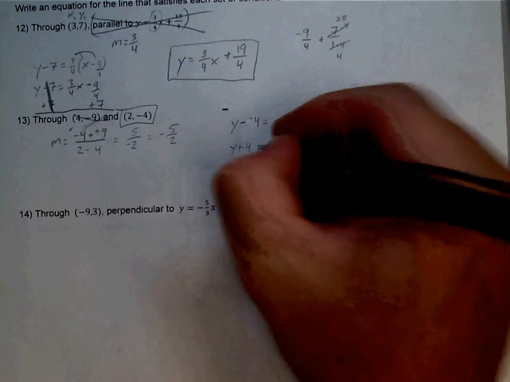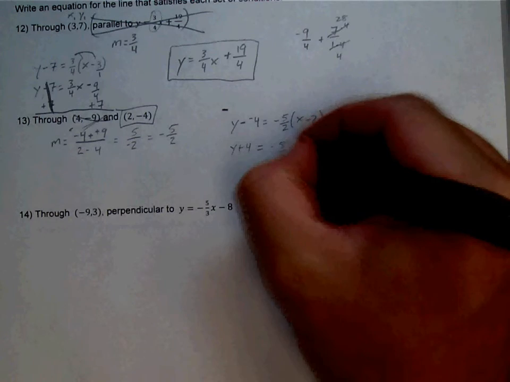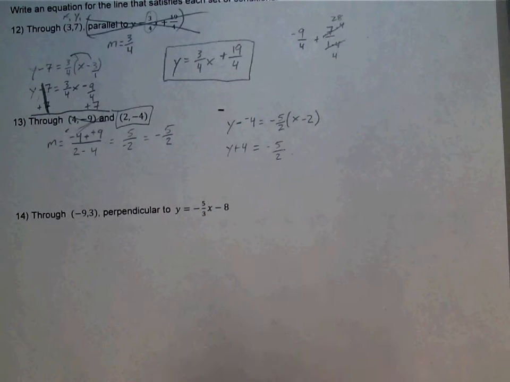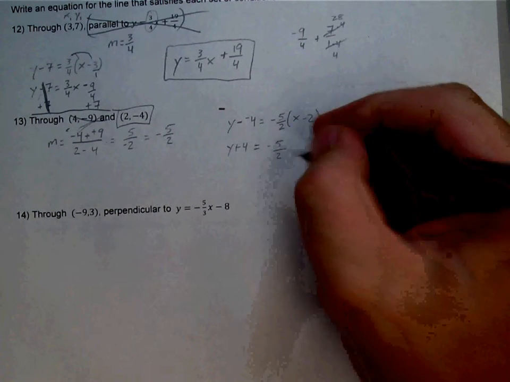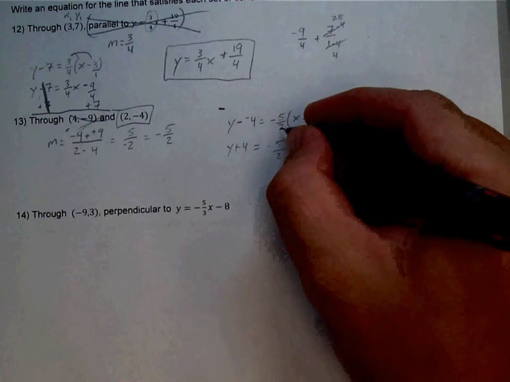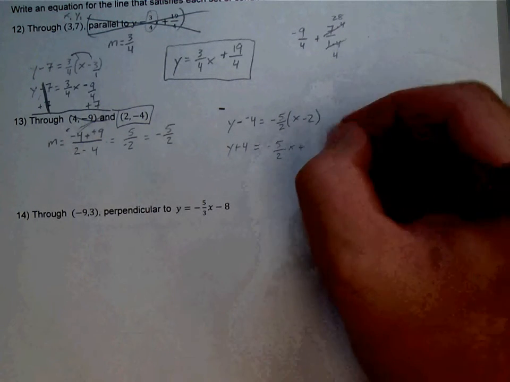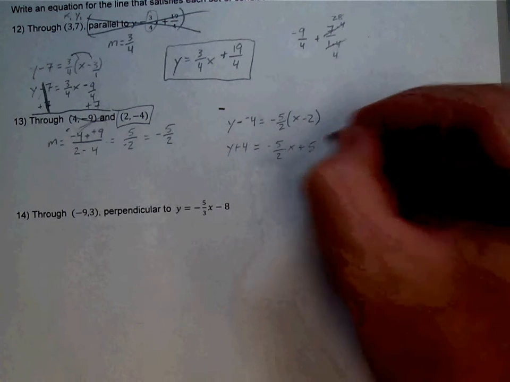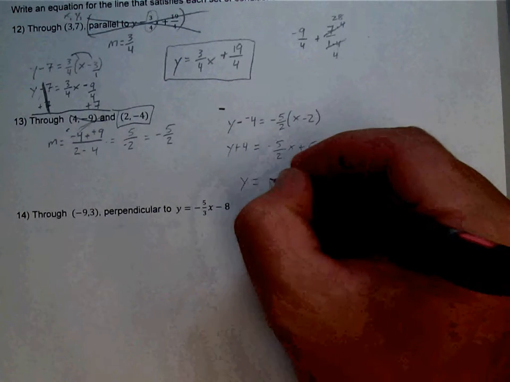Y plus 4, distribute, negative 5/2 x, plus, because negative times negative is positive, the 2's would cancel, you get 5. Subtract your 4.